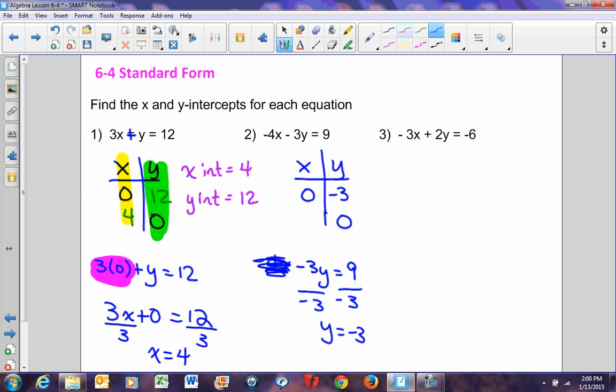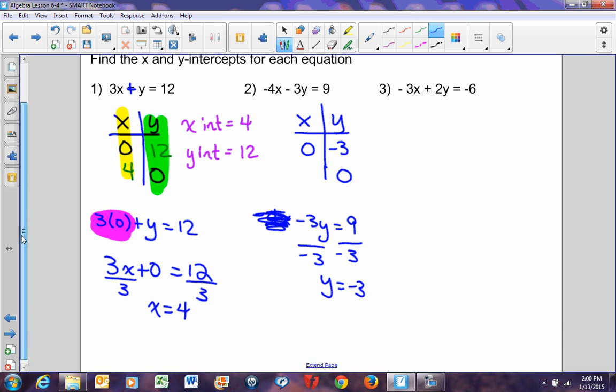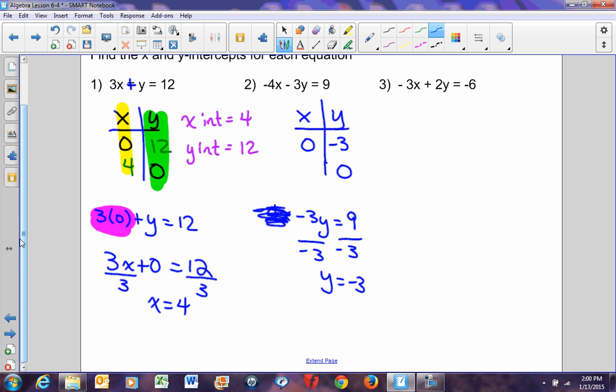Okay, for the second part of that, I'll pull this down so you have a little bit more space to see. If y equals 0, I have negative 4x minus 3y equals 9. If y equals 0, this goes away, because 0 times anything is still 0. So if I divide by negative 4, x equals negative 9/4. You could rewrite that as a mixed number, which would be negative 2 1/4. So my x-intercept equals negative 9/4. My y-intercept equals negative 3.